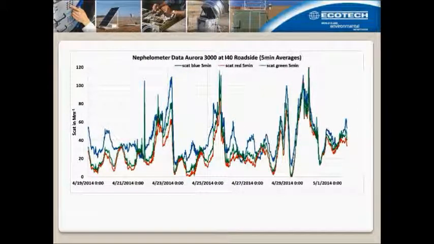And here you see an example of that roadside measurement where you see the 3 scattering coefficients measured at the same time over a period of time. When you look closely, you see that the trend looks pretty much the same, but sometimes the red is much less than the blue, and at other places the red and the green are even a little higher than the blue, indicating that there is some change there.